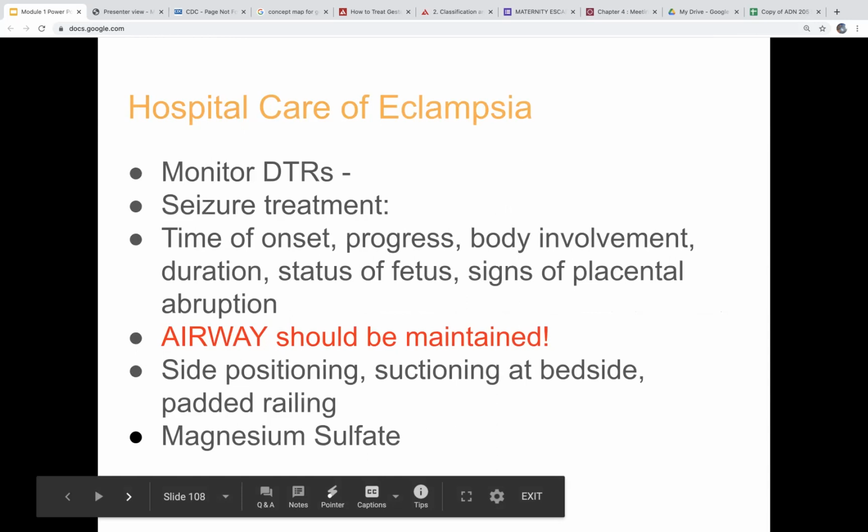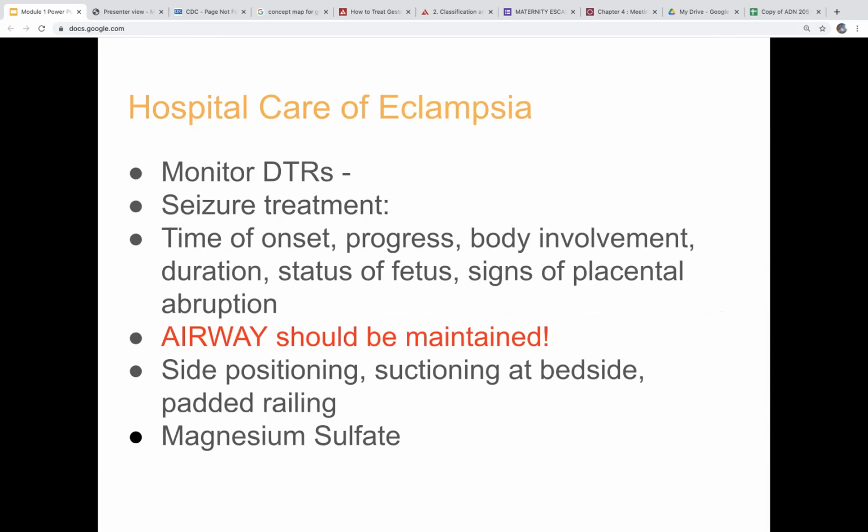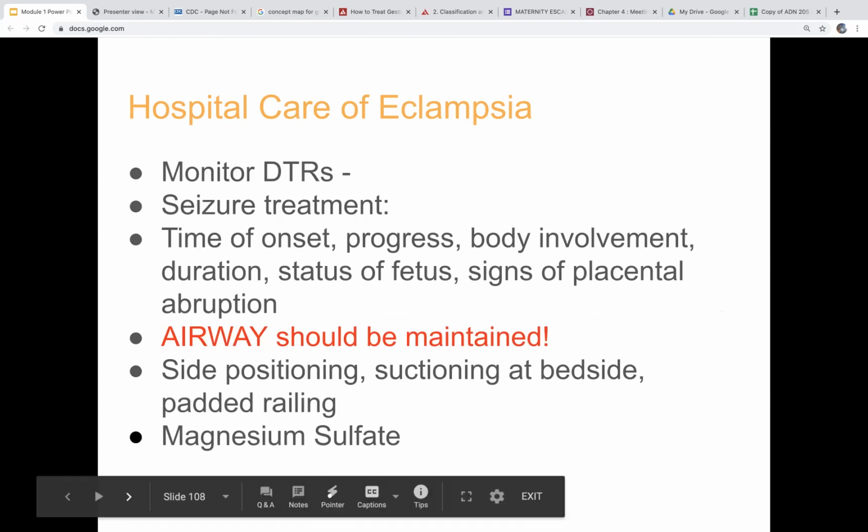Hospital care of eclampsia: monitor DTRs, seizure treatment. Think back to what you learned about seizure management. So we want to time it. When did it happen? How long did it last? We want to be monitoring that baby, signs of any placental abruption. Airway needs to be maintained. Side positioning, suctioning, padded railings, and monitoring and running mag sulfate.